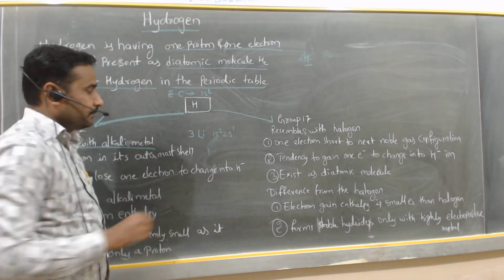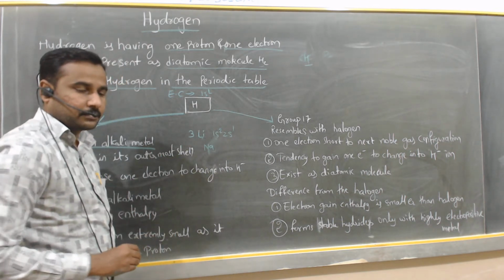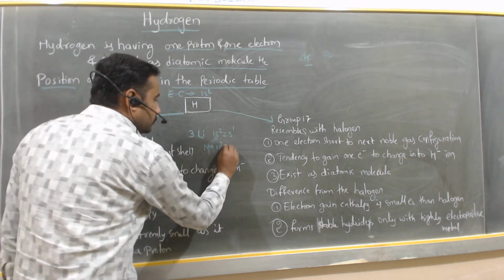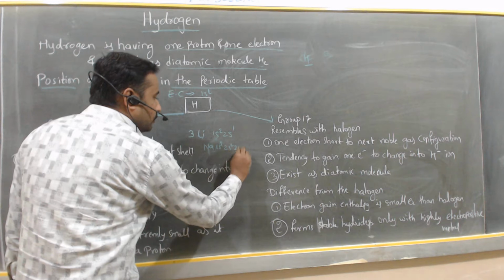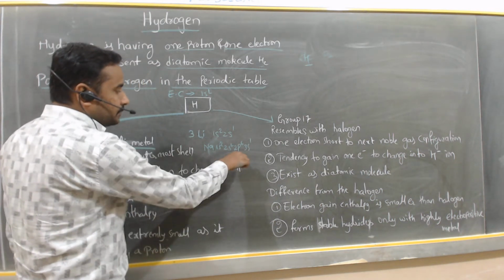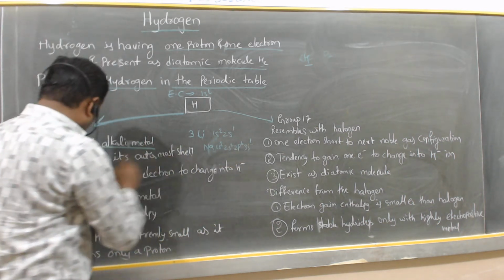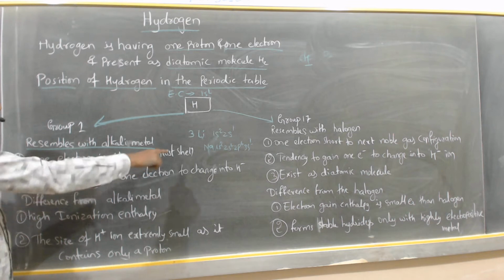1s2 2s1 here. Next, suppose you are writing sodium, atomic number 11. Then what are you writing? 1s2 2s2 2p6 3s1. How much does it become? This becomes 10 plus 1, 11. So the outermost shell has 1 electron.